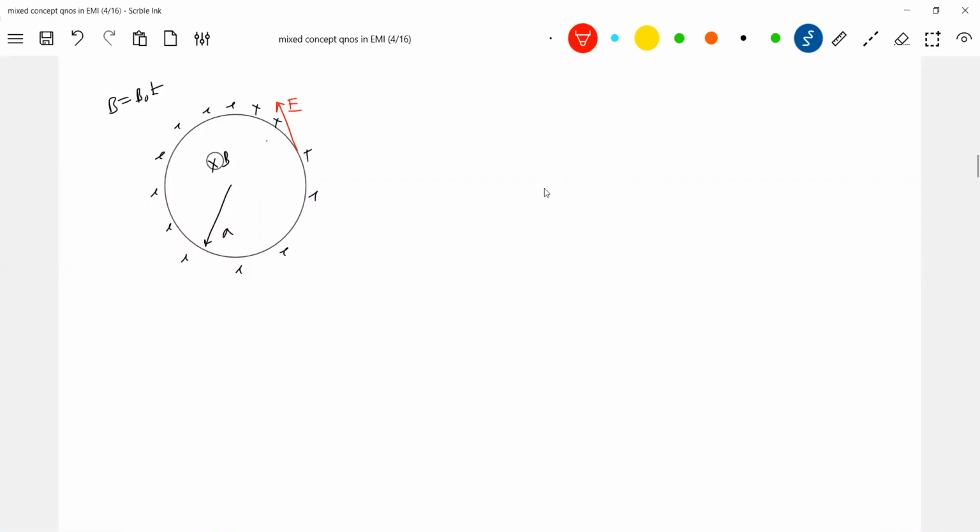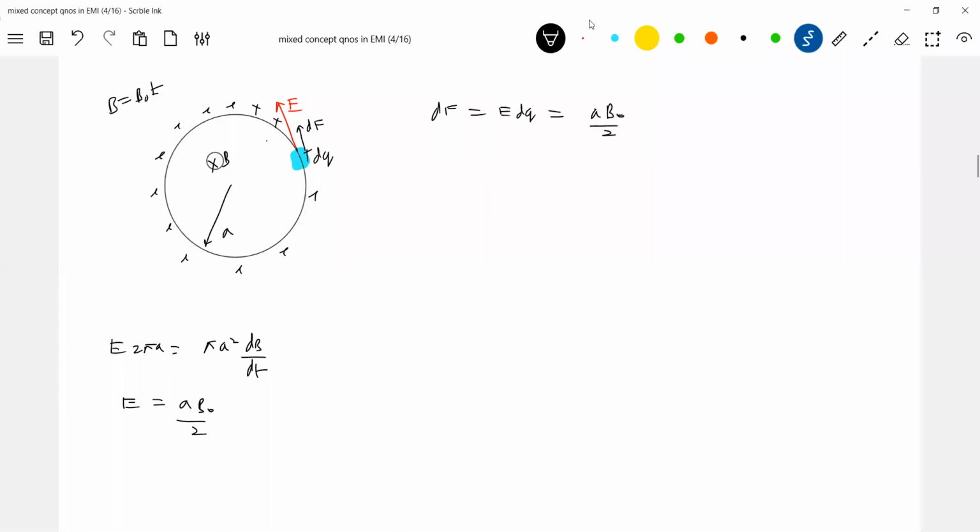And what is the value of E? E into 2 pi r, or 2 pi a, equals pi a square dB by dt. So this should be a B naught by 2. Now assume a small element. The small element will have a charge dq. It will experience a force dF. So what is that force? dF equals E into dq. So this should be equal to a B naught by 2 into dq.